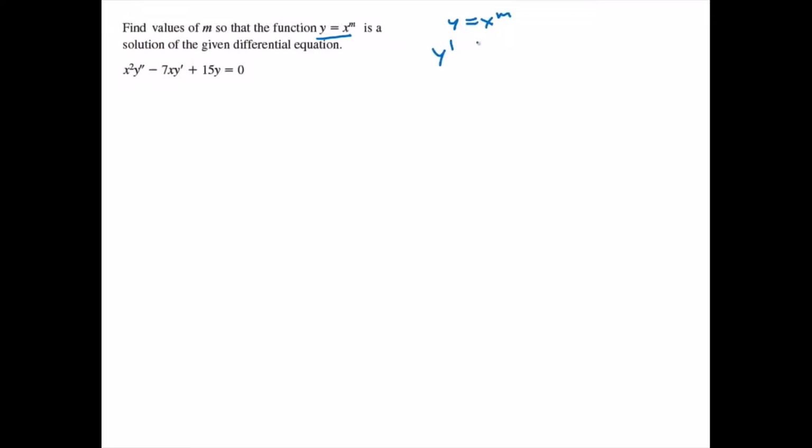So y prime will be, well, since we have x to the m power, it will simply be m times x to the m minus 1 power. And then to find y double prime, we'll differentiate y prime. We'll take the power m minus 1 and multiply that by m, giving us m times the quantity m minus 1 times x to the m minus 2. And so then we'll plug everything into the differential equation.